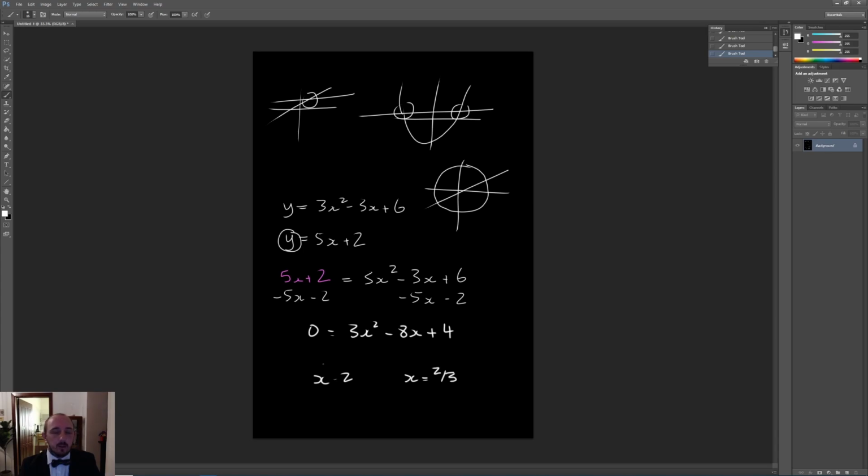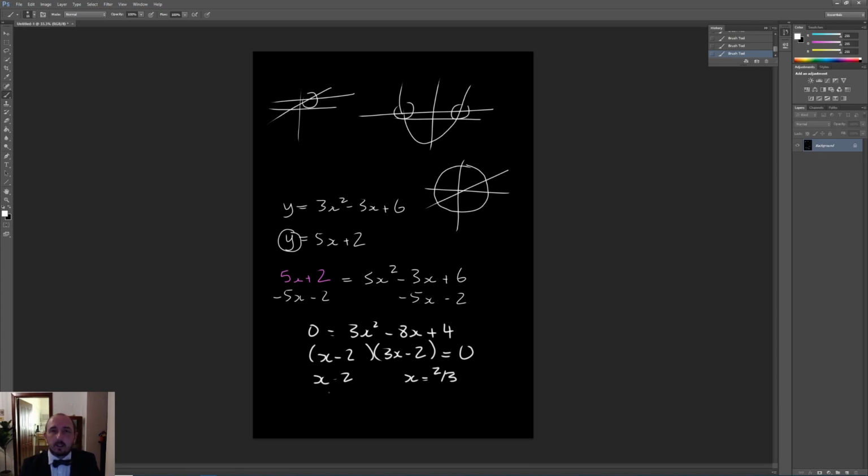So we can work backwards and fill in our double brackets here. If x equals 2, then we must have x minus 2, and that leaves us with 3x minus 2 for the second bracket. So we have our two x coordinates for here and here.